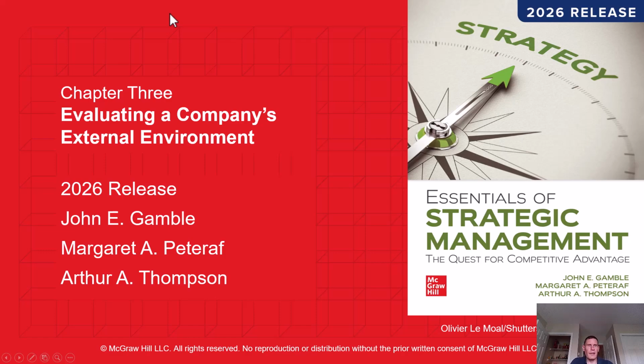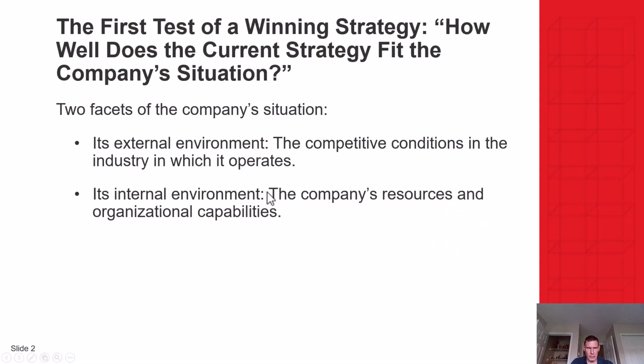This is going to be a video on evaluating a company's external environment. So let's take a quick look at this. The first test of a winning strategy: how well does the current strategy fit the company's current situation? There are two facets of the company's situation. It's external environment, so think about what's going on outside, the competitive conditions in the industry in which it operates, not just with competitors, but maybe the economy as a whole, for example. And also its internal environment, the company's resources and organizational capabilities.